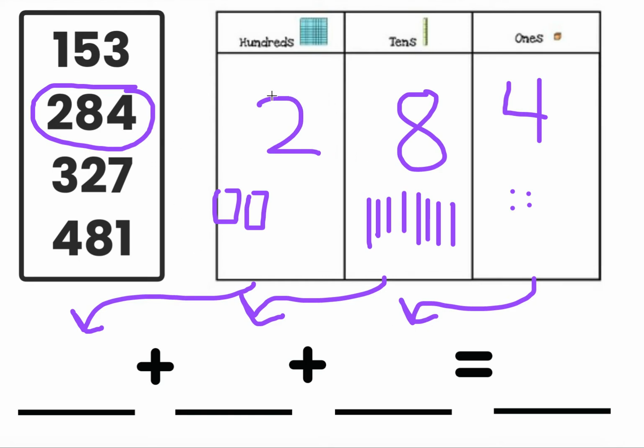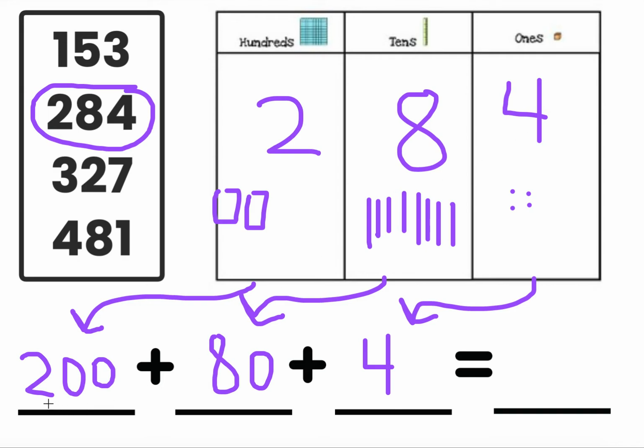Remember that the first one I'm going to bring down is my hundreds, but I can't just write down the number 2 because it's 2 hundreds. So I have to write down 2 hundreds. Then I have my 8 tens, but I can't just write the number 8 because this stands for 80. And now I can bring down my 4 because that stands for 4. So I have 284, that's 284.